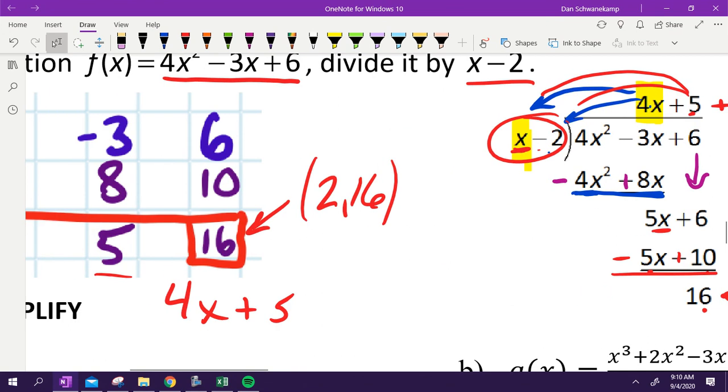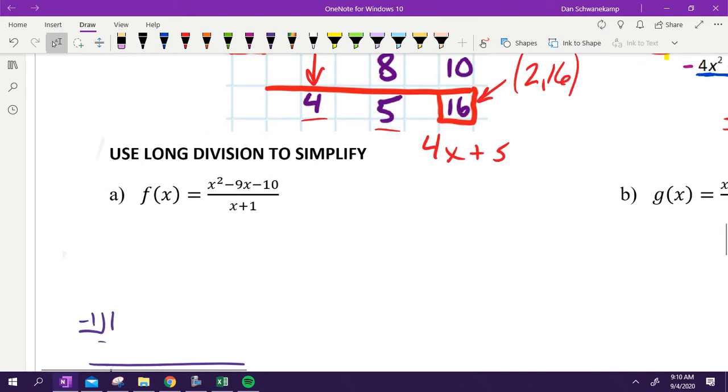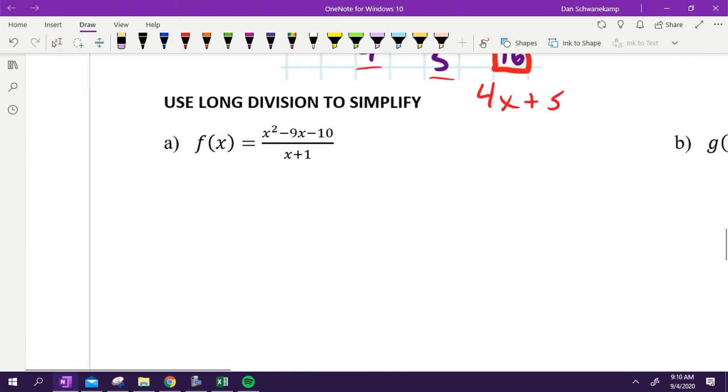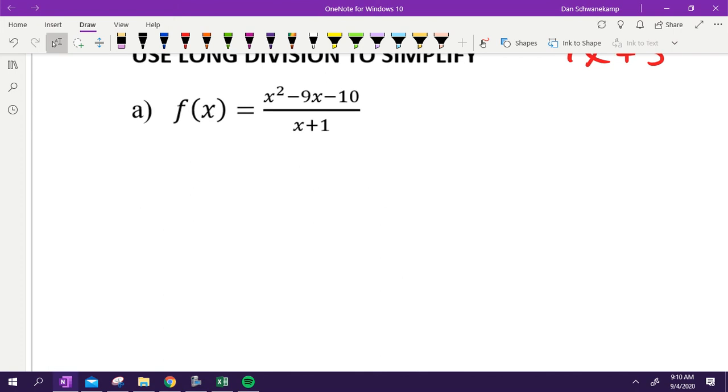Notice it's exactly what we got when we did synthetic division, 4x plus 5 and 16. Synthetic division is a great answer for a lot of the times we do it. It doesn't always work, though. On letter A, we could do synthetic division. If we did synthetic division, we would be fine, but let's do it with long division.